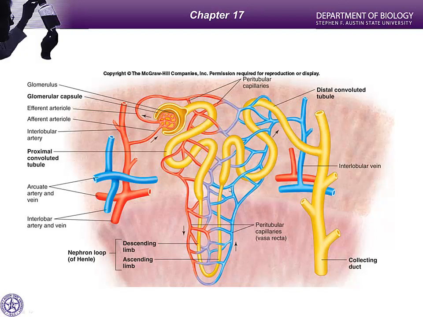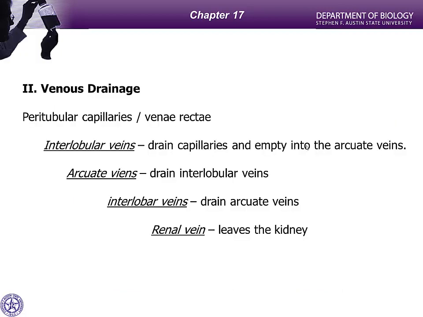So hopefully that's making sense. We have arterial blood. Here we have our interlobulars coming from our arcuates. Here we have our afferent glomerular, efferent glomerular, peritubular capillaries. And these are going to collect back into an interlobular vein. And we're basically going to do things backwards now as we return venous blood.